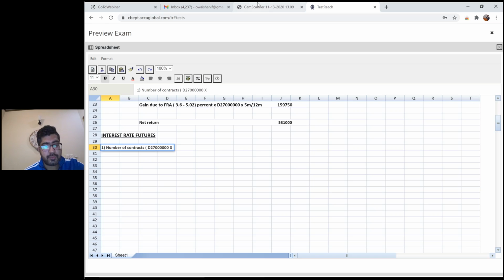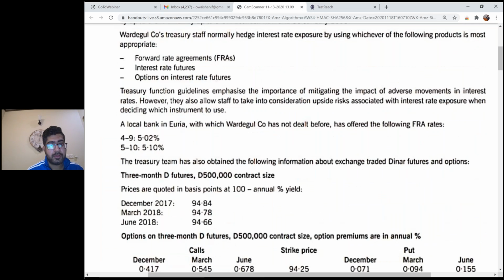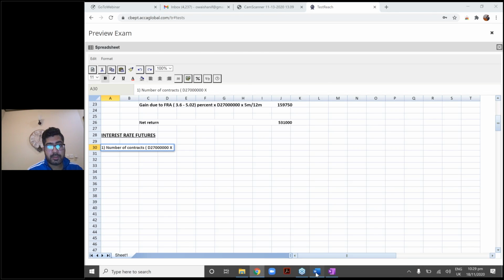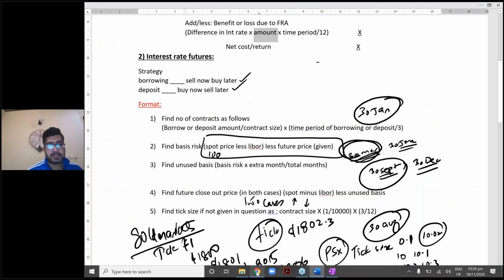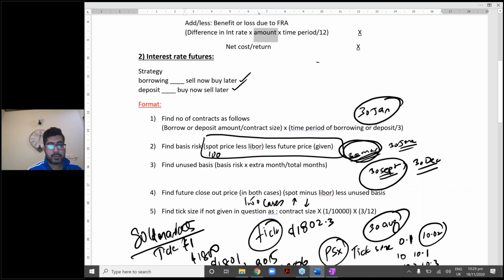What is the contract size of futures? 500,000. So the borrowed or deposit amount divided by the contract size, 500,000, into the time period of borrowing over 3.